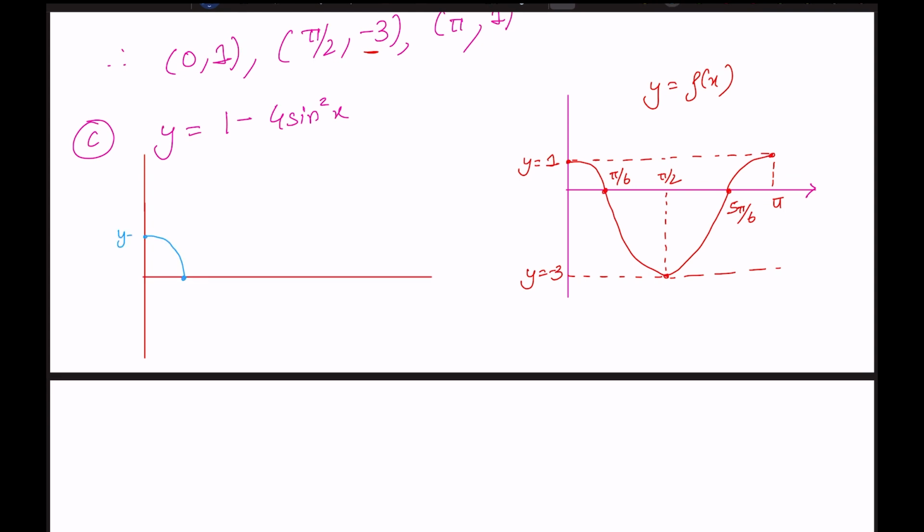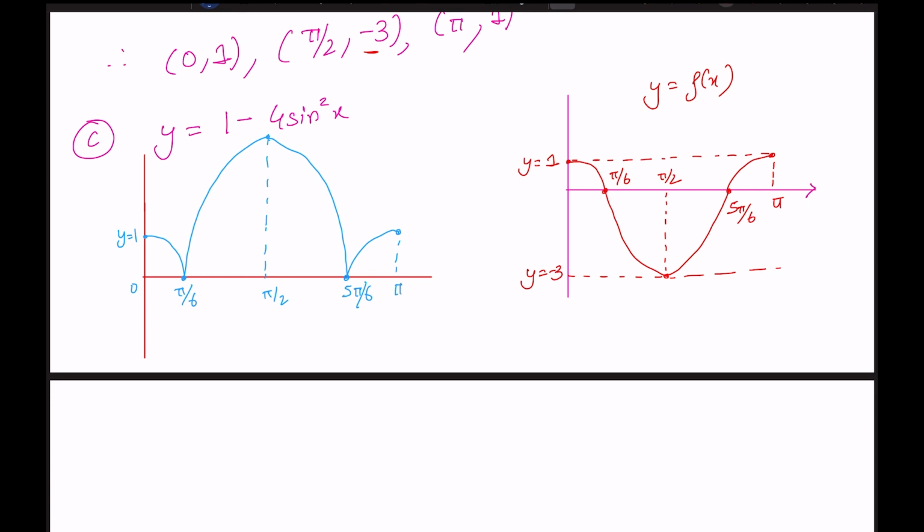This will be y equals 1, this is x equals pi by 6, then the function will increase right up to this point, and come down. This point will be 5 pi by 6. This is the point of maxima. This is pi by 2. This is 0. After that it will rise up to y equals 1, and this is pi.